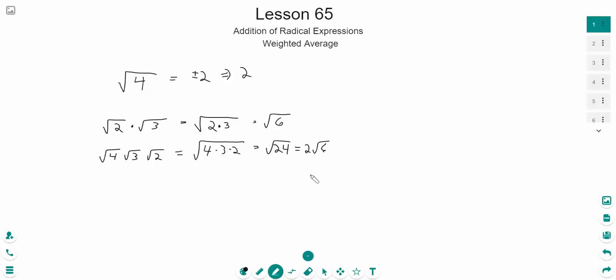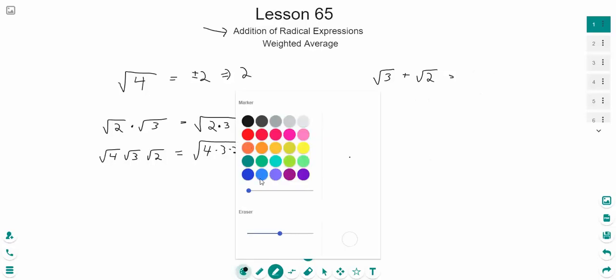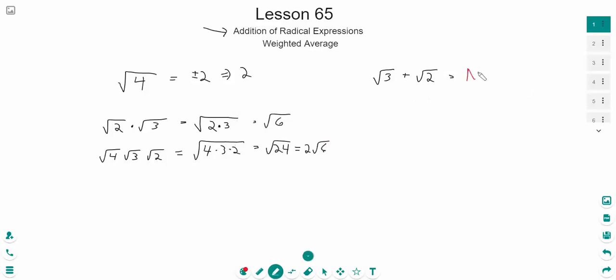adding radicals. So, if we're going to add radicals, which is the subject of our lesson today, the addition of radical expressions, let's take the square root of 3, and let's say we want to add that to the square root of 2. All right, can we combine these into a simpler form? The answer is no, we cannot. No, this just simply can't be reduced. The answer is just square root of 3 plus the square root of 2. There's nothing else that we can do here, okay?